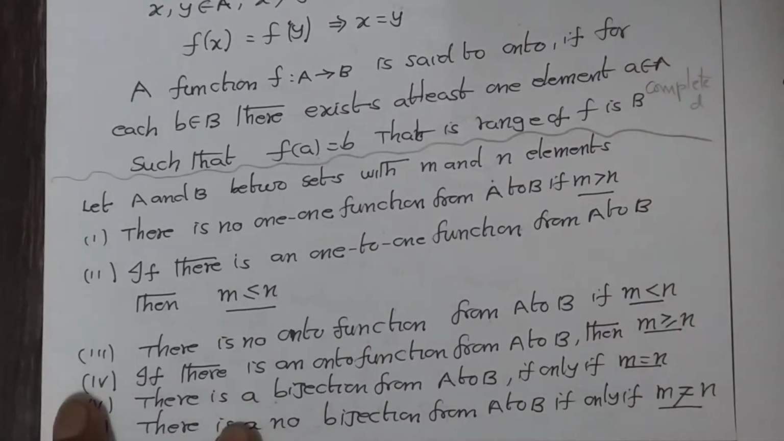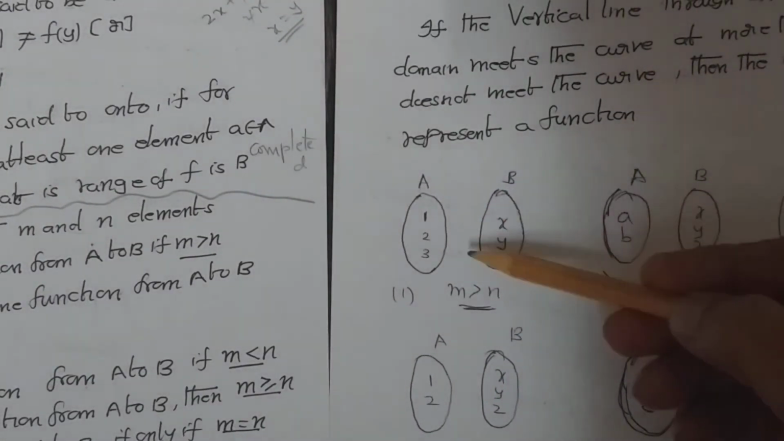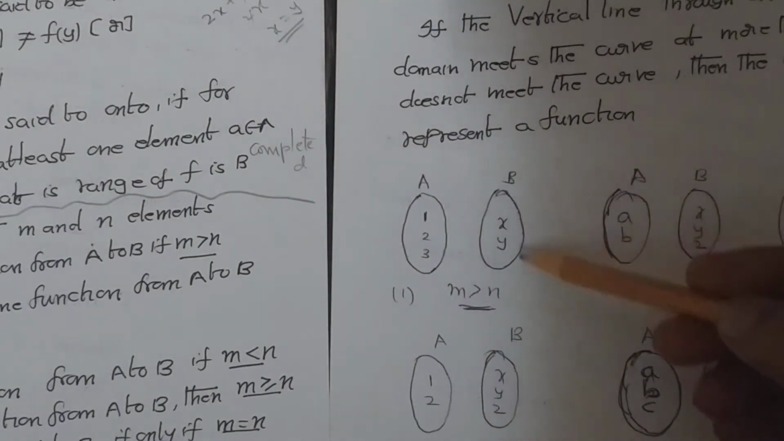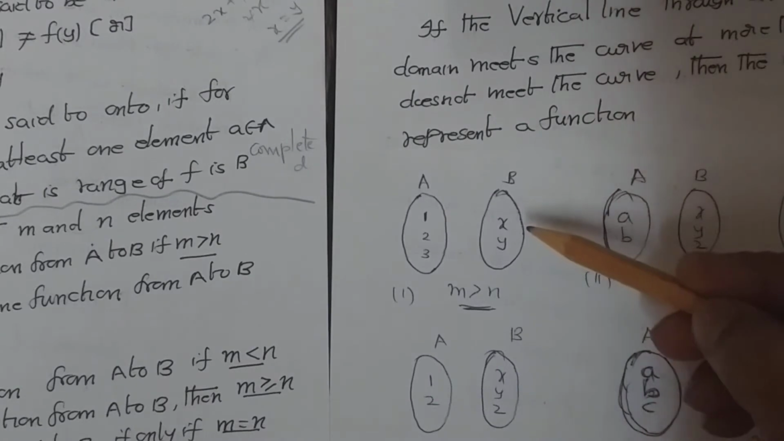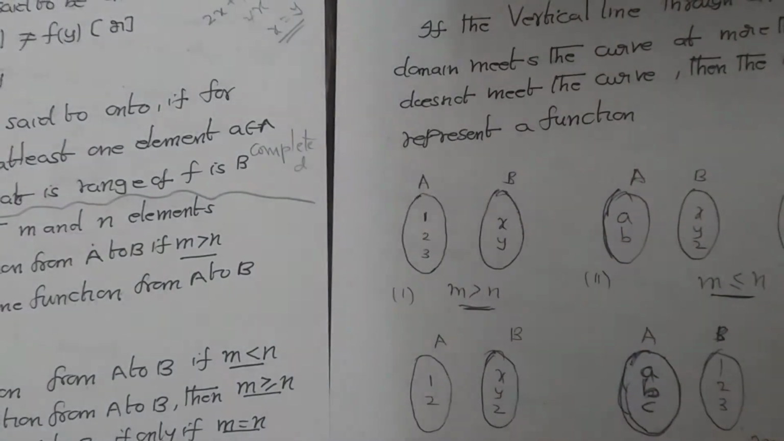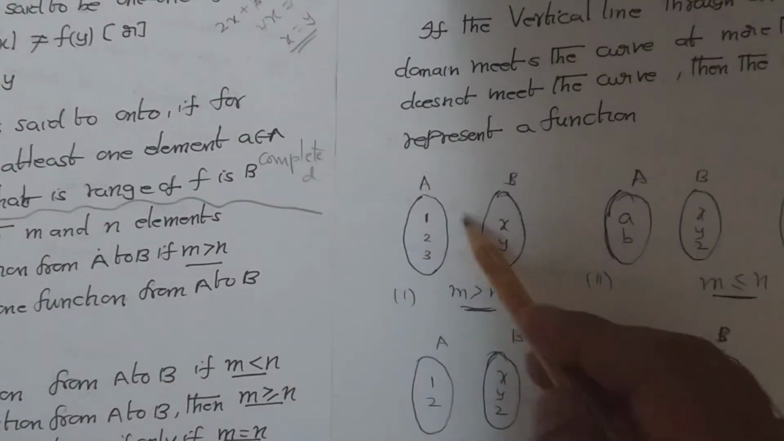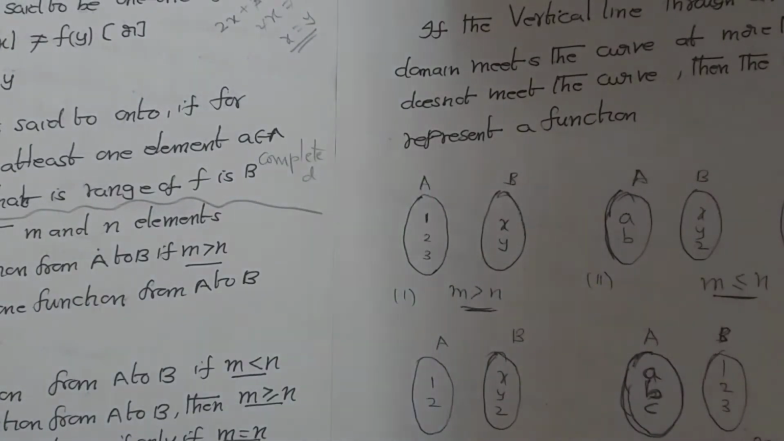For example, if you see this one, here this is A set containing 1, 2, 3. This is B set containing x, y. Suppose here 3 elements are there, M is 3. In B set 2 elements are there. How will you frame a one-to-one function? It's not at all possible. For example, 1 is mapped with x, 2 is mapped with y. Where is the map for 3? Where is the image for 3? It's not at all possible.